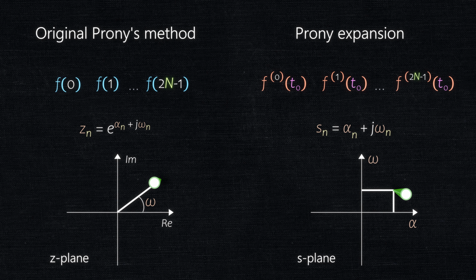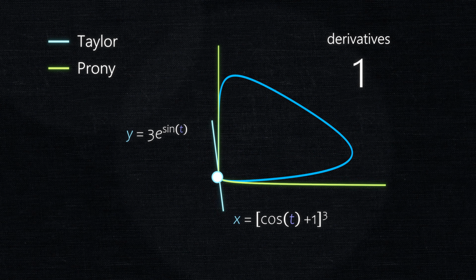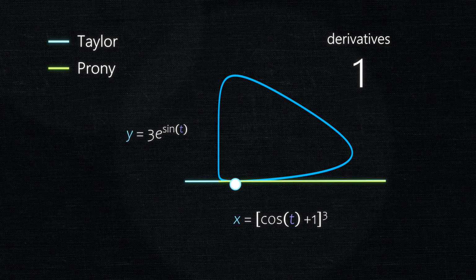This is one of the reasons why applying original Prony's method to approximate a function at a given point generally is not a good idea. Original Prony's method inevitably will lead to band limiting of the approximation. This example shows how Taylor and Prony expansions compare to each other on the same nonlinear real-valued functions.